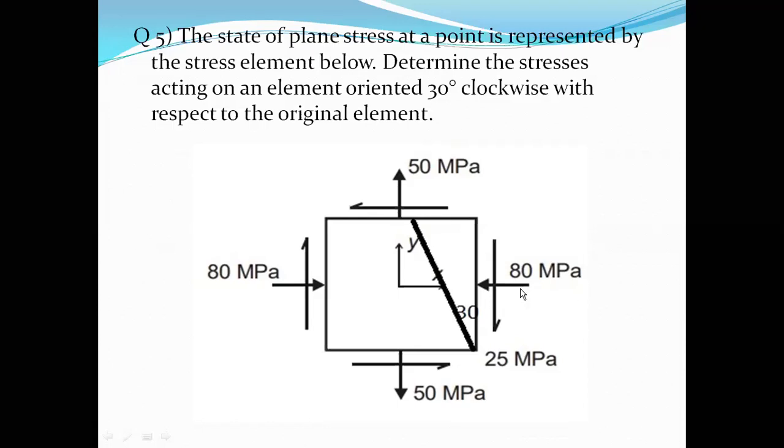So in the horizontal direction, the normal stresses are acting towards the inside, so they are of compressive nature. If they are acting away from the body, they are of tensile nature. So we will take compressive as negative, and the vertical tensile as positive. And these are the corresponding shear stresses acting on each surface, of 25 megapascals.